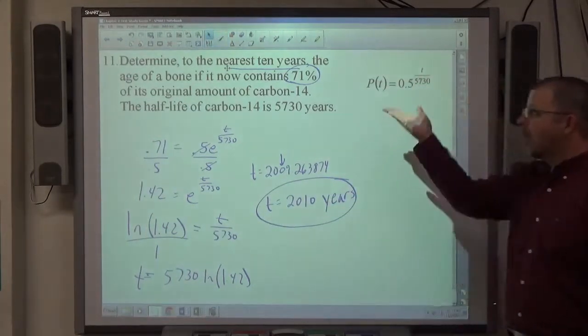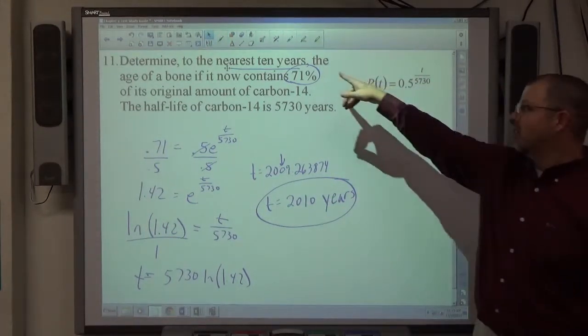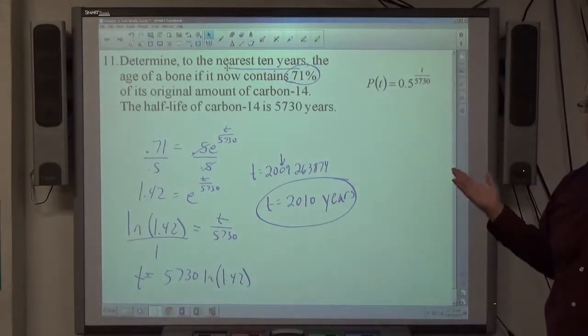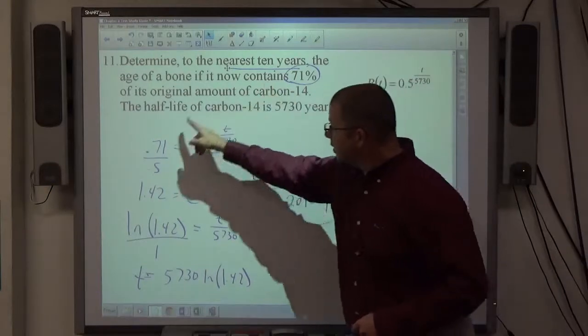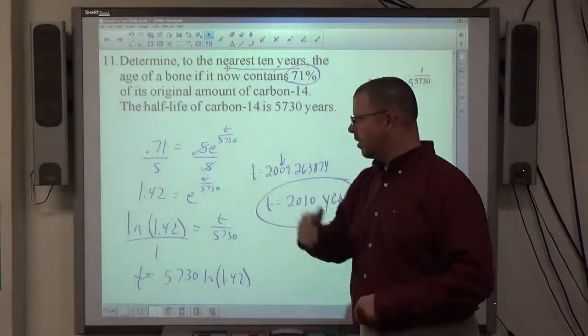All right. I will give you the same kind of problem. I'm going to change the percentage. So it might be 72% or might be 43%, whatever. But the percent as a decimal equals that formula, and then just solve for t.